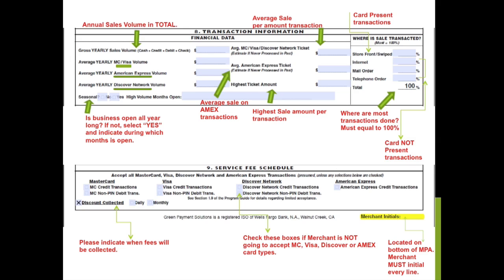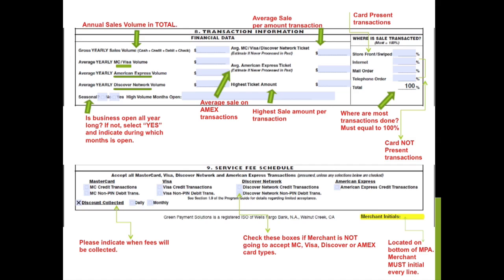Number 3, average yearly American Express volume. Here, we would like to know the total amount of Amex sales. Number 4, average yearly Discover volume. Here, we would like to know the Discover annual volume. And then to the right, we have average MasterCard Visa Discover Network ticket. In other words, the average sales amount for MasterCard, Visa, and Discover.